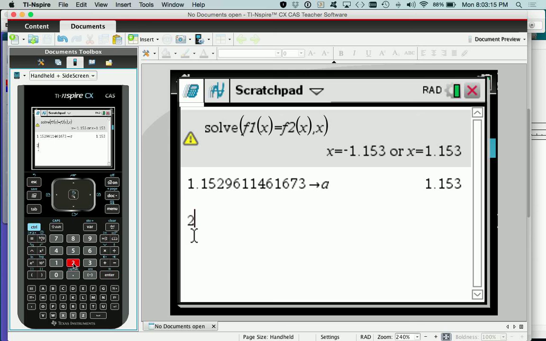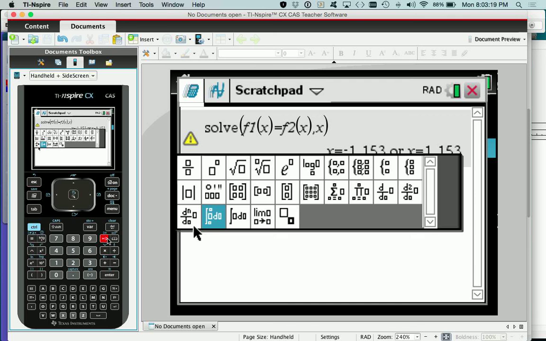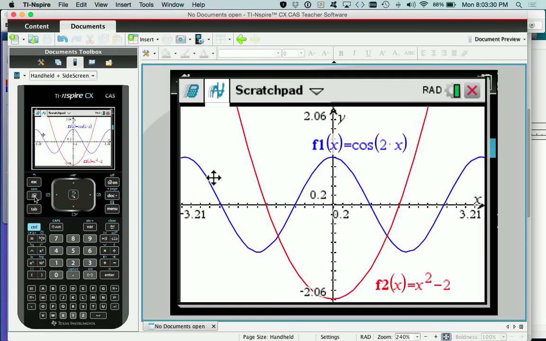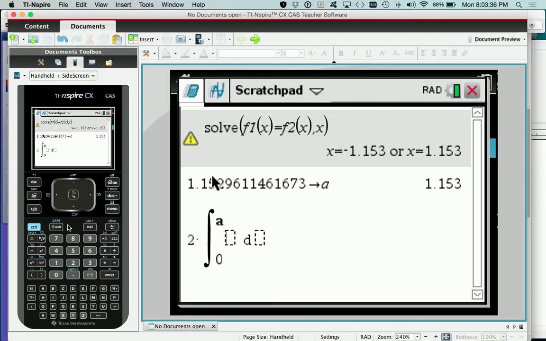I would like 2 times the integral from 0 to A of my top function. And what was my top function? Well, if I go back to the graph, my top function is the blue one, which is f1 at x. My bottom function is the red one, which is f2 at x. So I can just put it in like that.